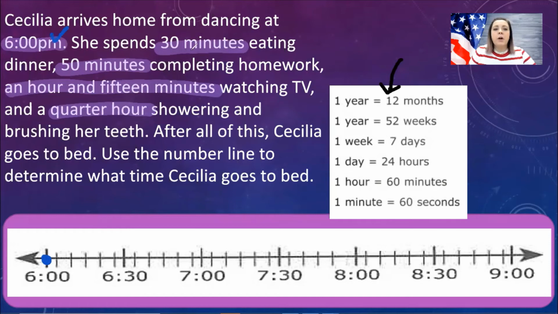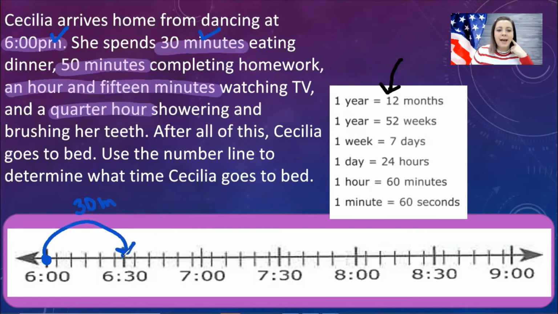Now, the first part, she spends 30 minutes. Well, I can see that my larger hash marks are marked every 30 minutes. So I know that if I jump from this hash mark to this one, that's going to give me the first 30 minutes that she spent eating. Okay. Then we have 50 minutes doing her homework.